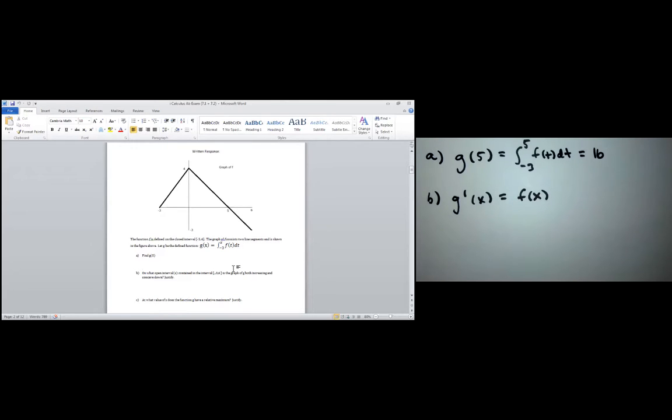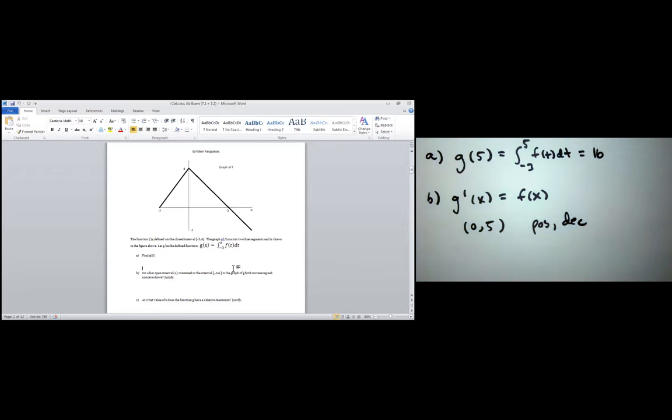So the answer to this question would be from 0 to 5. You should be familiar with how to write that out now. And the two keywords you need are positive and decreasing. Okay. Any questions on part B?